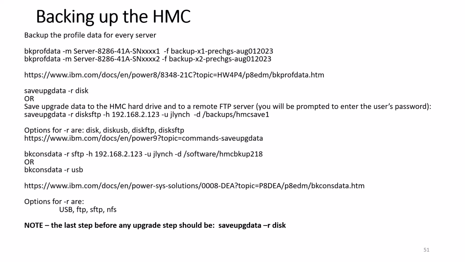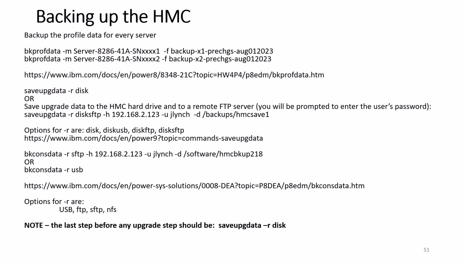And I've given you the link to the command for the bkprofdata. Then I usually do a save upgrade data -r disk, and I may also do a save upgrade data -r disk FTP and copy that information to my NIM server. And I've given you the documentation link for that.